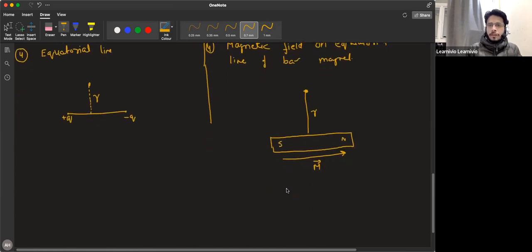On the equatorial line, the expression of magnetic field is mu naught by 4 pi times minus m divided by r cubed. This minus sign shows that the direction of magnetic field on the equatorial line is opposite to that of magnetic moment. Equatorial line is the perpendicular bisector, so this is the direction of magnetic field, and it is opposite to that of magnetic moment.